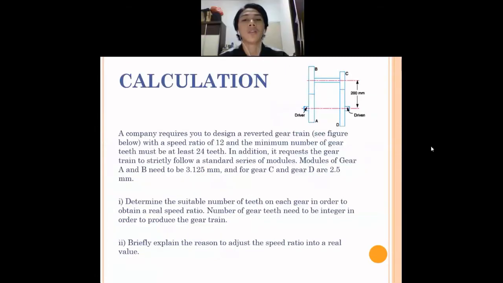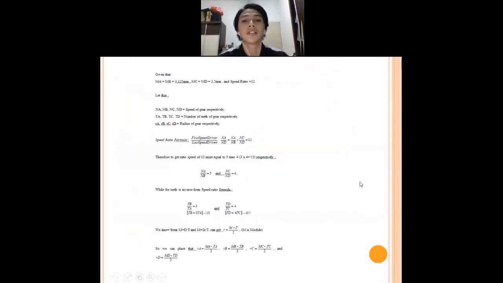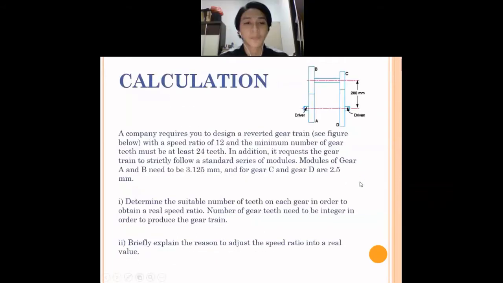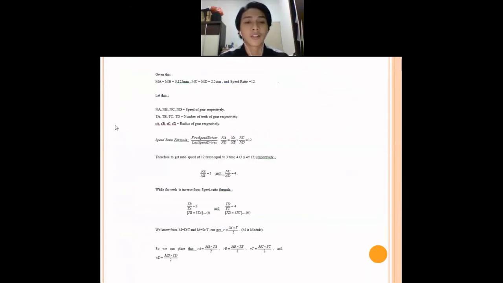Okay, now I will explain about the calculation part. Here, this is a given question for us to solve. Okay, next. It is given that module A and module B is 3.125 mm, with module C and module D equal to 2.5 mm, with a speed ratio of 12.